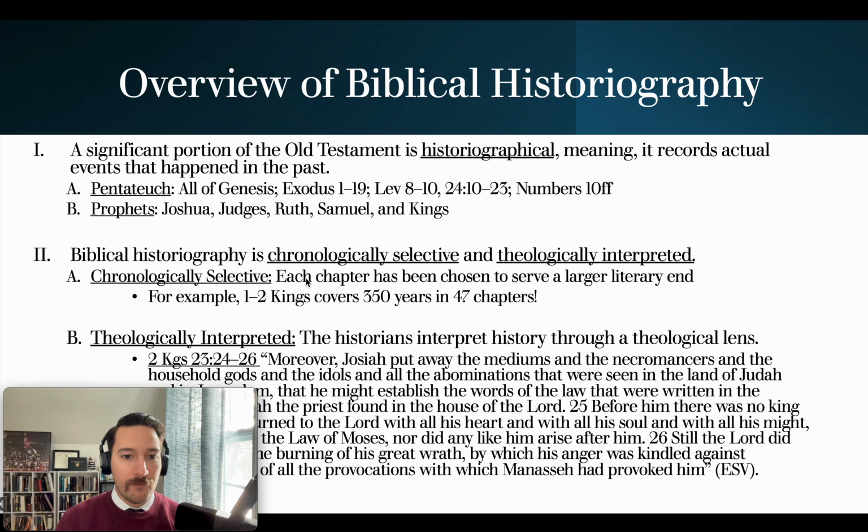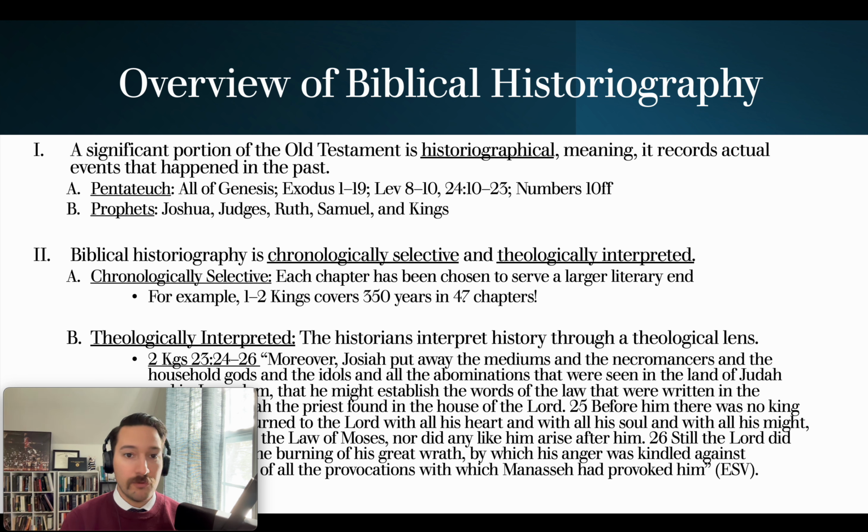So, overview of biblical historiography. A significant portion of the Old Testament is historiographical, meaning it records actual events that happened in the past. Now, to refer to only some books like Joshua through Kings as historiographical is a little misleading, because all of Genesis, a lot of Exodus, some of Leviticus, and a lot of Numbers is historiographical. That is, it records actual events that happened in the past.